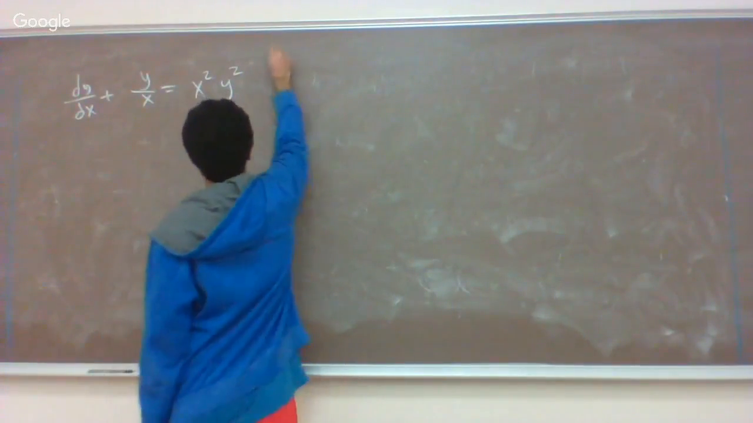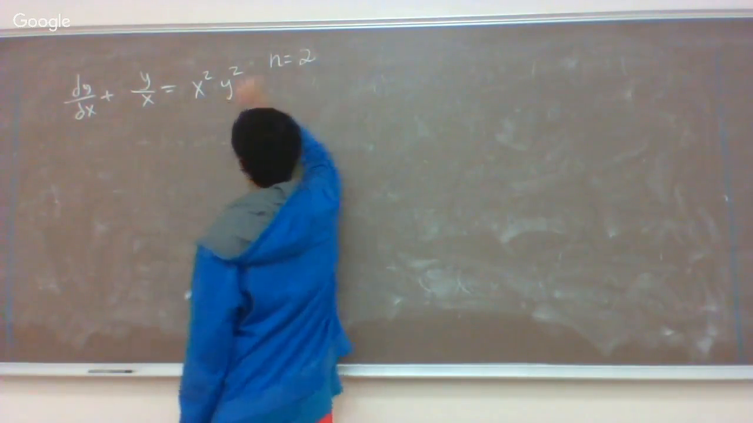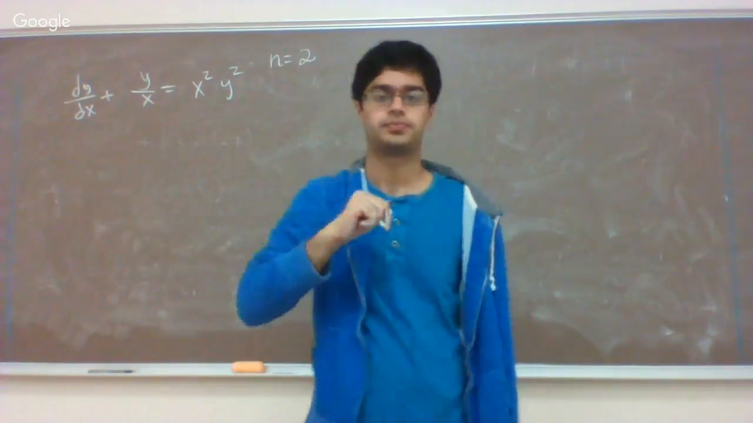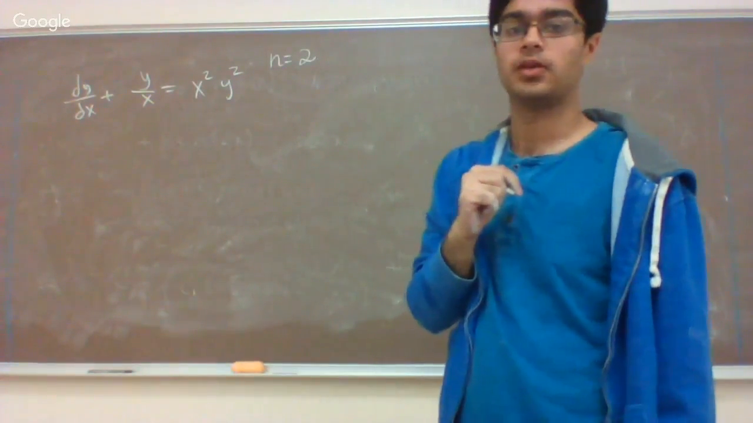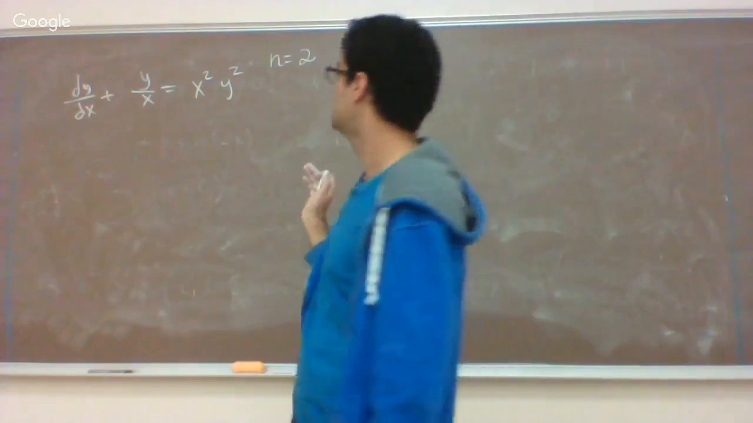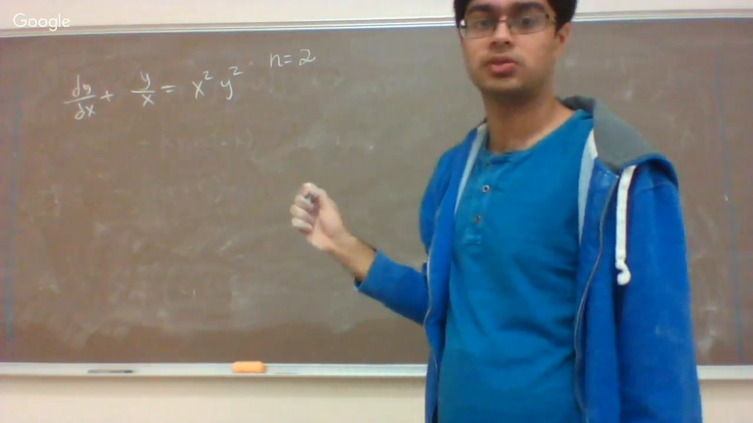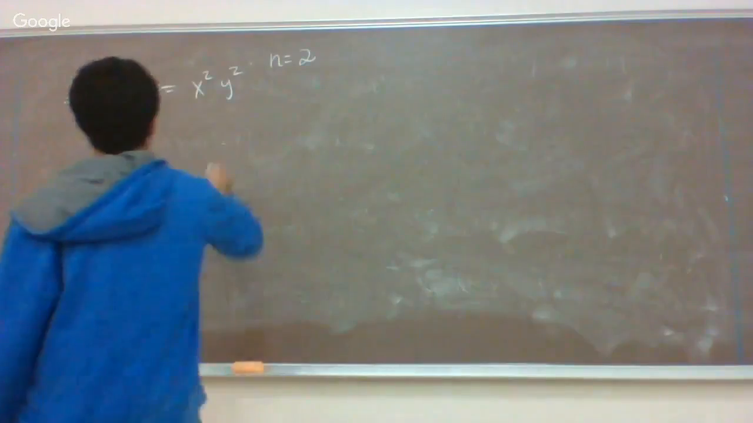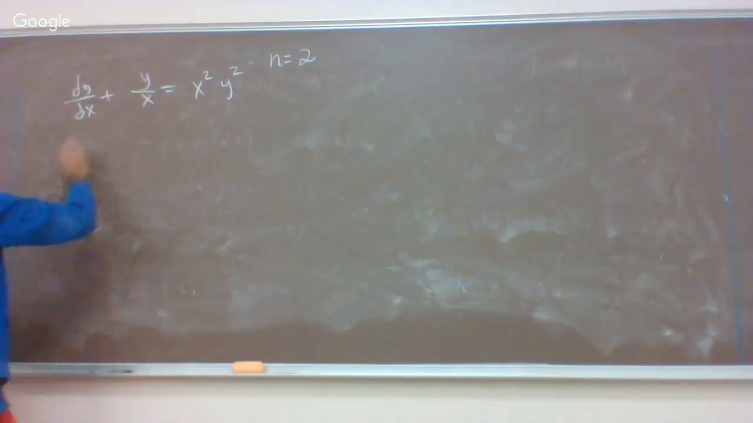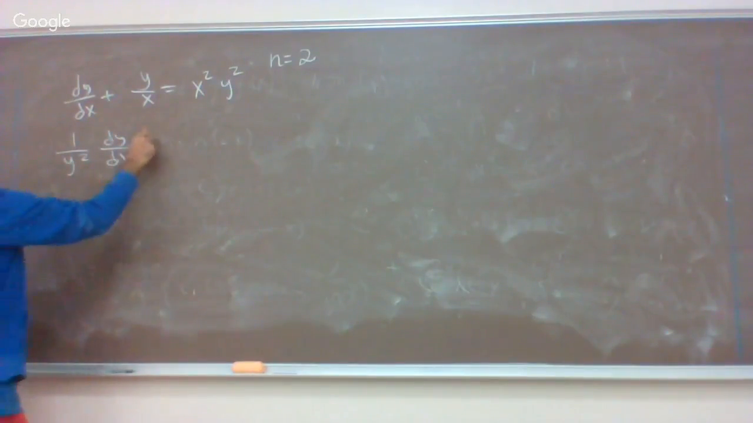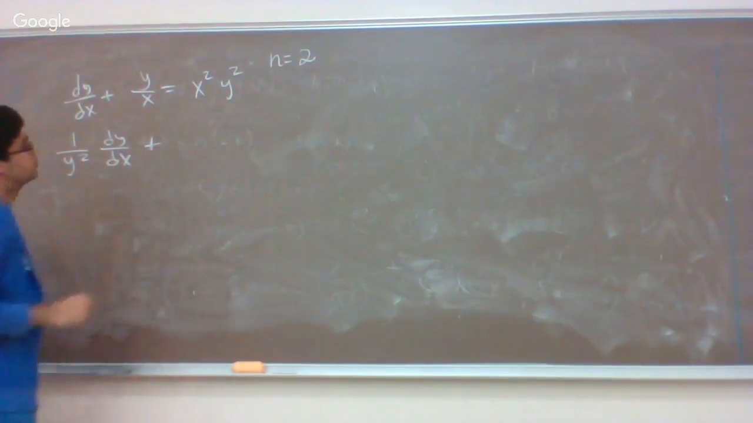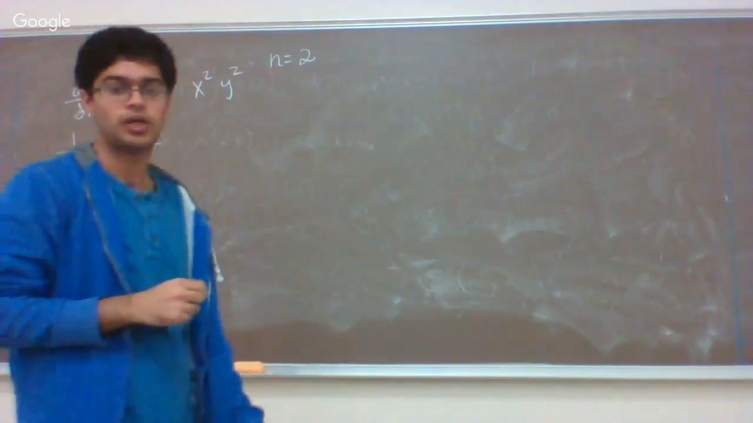The exponent on the y, that's our n value. So in this case, n is equal to 2. So I will have 1 over y squared dy over dx plus 1 over xy.